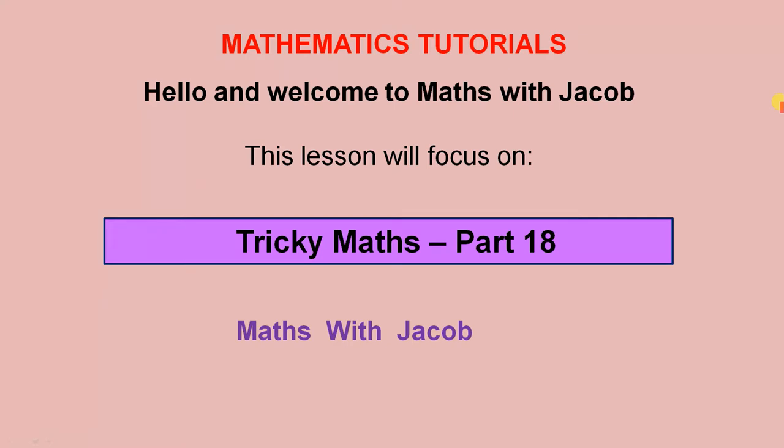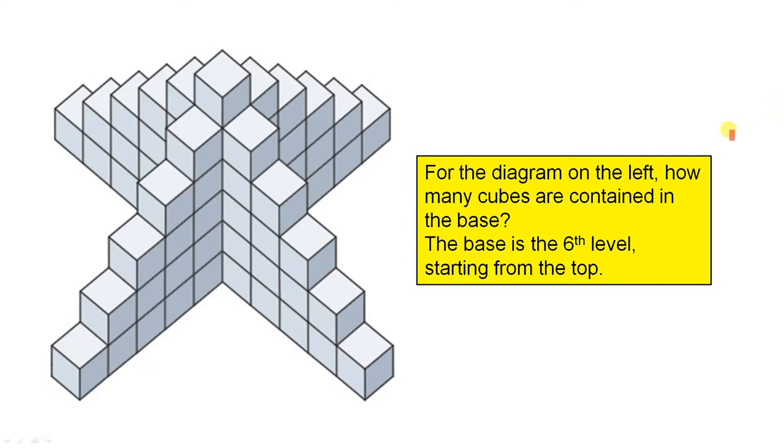This lesson will focus on Tricky Maths Part 18. For the diagram on the left, how many cubes are contained in the base? The base is the sixth level starting from the top. In other words, here's the top with one cube. That's the second level, third, fourth, fifth and sixth. And our aim is to find how many cubes are there altogether on that bottom level.